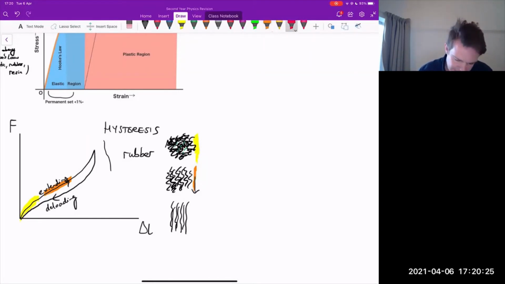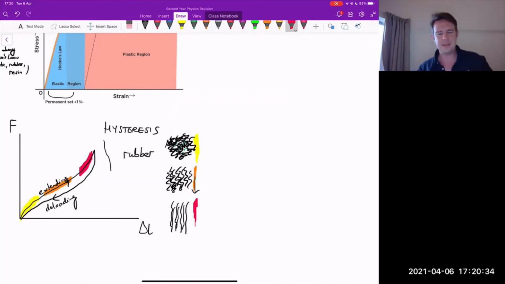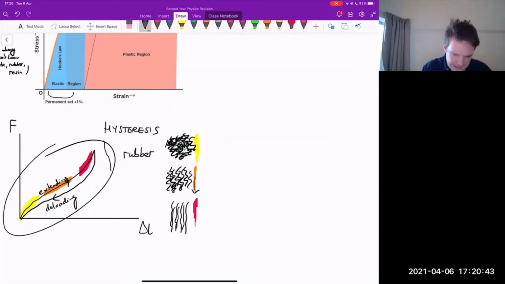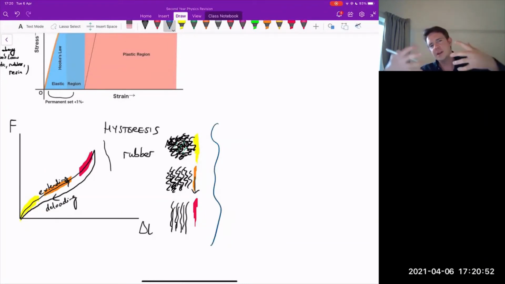And then it gets harder again up here, steeper, when you've stretched the material and the molecules are starting to straighten out completely. So this curve behavior is to do with the structure of a rubber or resin or plastic, where you've got long chain hydrocarbons which have the potential to tangle like that. Enough on that.